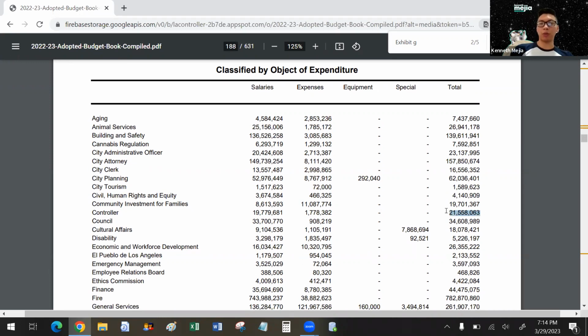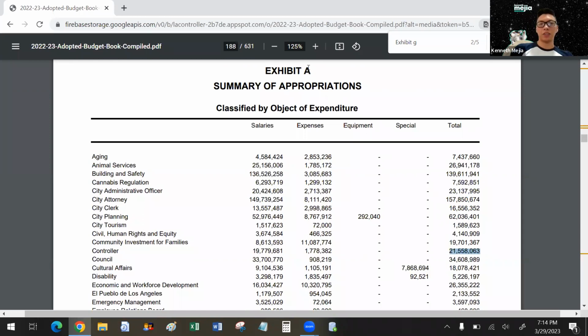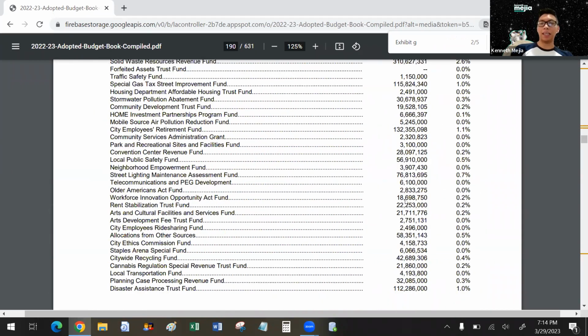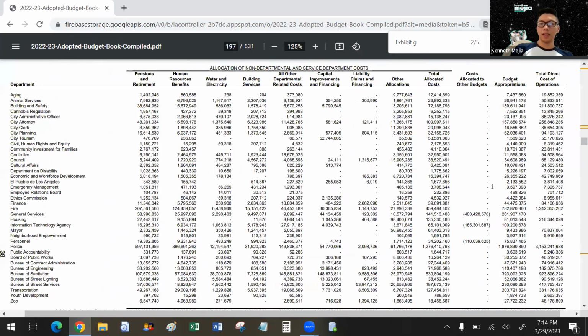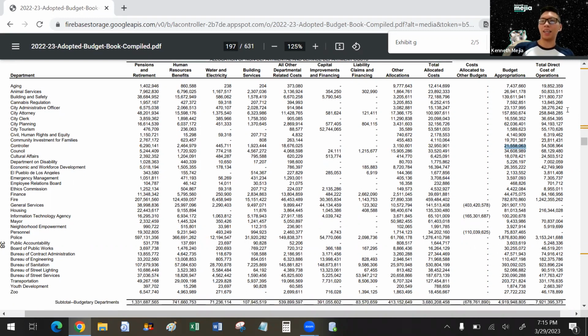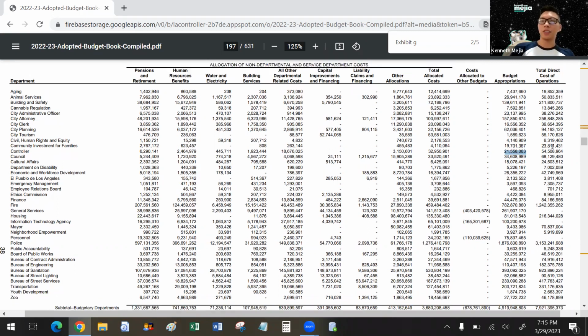So if you remember this number, 21,558, and you go back to Exhibit G, you will see that it is right here, 21,558,063. I remember watching a CAO, a city administrative officer, Zoom webinar about the budget too, and one of the staffers said if you wanted to create a pie chart of the total budget, you should use Exhibit G and use the column here on the far right to come up with a pie chart of how much money we are budgeting to spend, so you can get the total cost. So it would be this column right here.